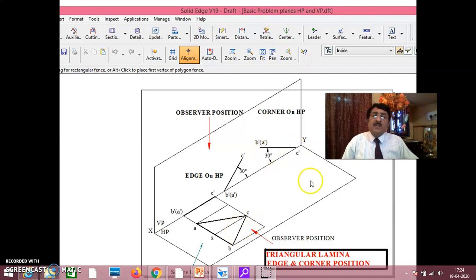Then afterwards we'll continue and I'll tell you. Now you should know very well, here edge on HP means edge AB on HP. Here corner on HP means corner C is on HP.